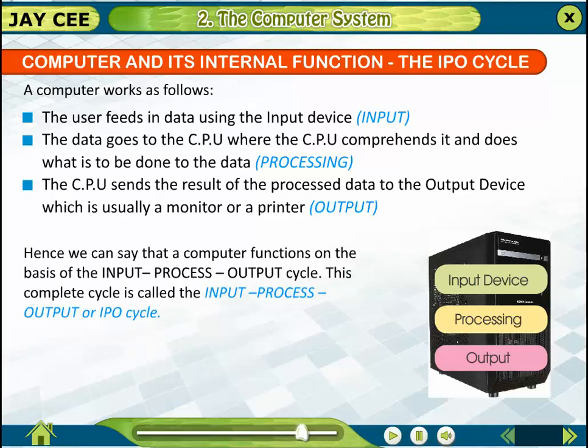Hence, we can say that a computer functions on the basis of the input-process-output cycle. This complete cycle is called the input-process-output or IPO cycle.